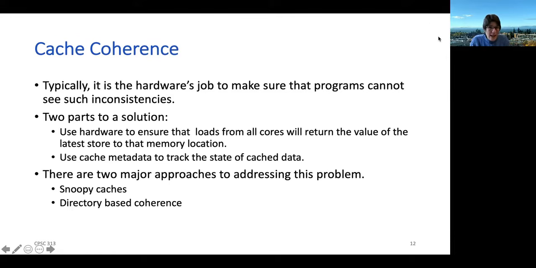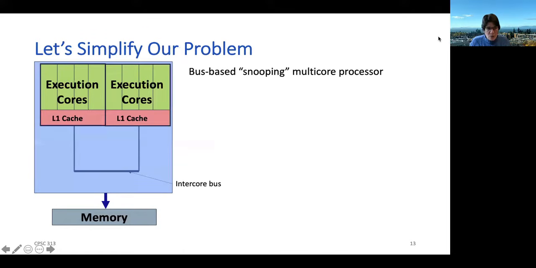And we're going to have to add some more metadata to our cache to enable that to work. There are two general approaches that we use for this. One is called Snoopy caches, and the other is called directory-based coherence. So let's look at how Snoopy caches work.